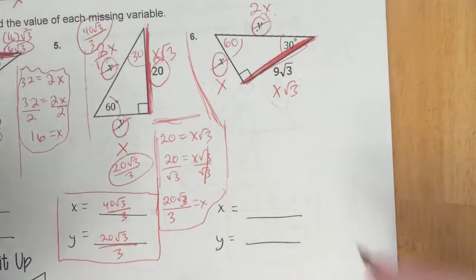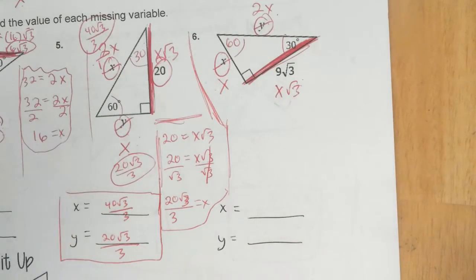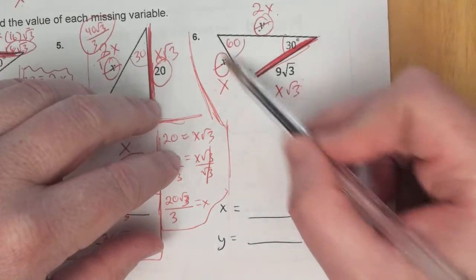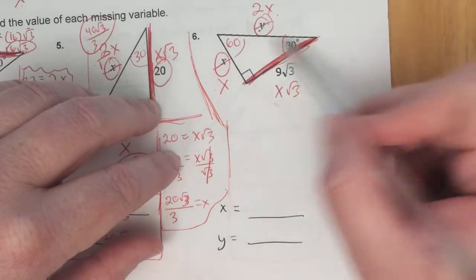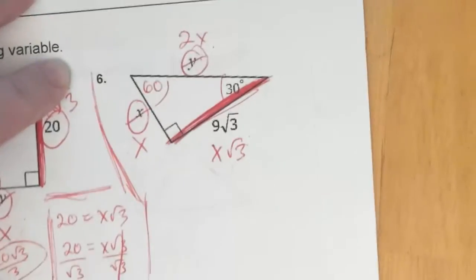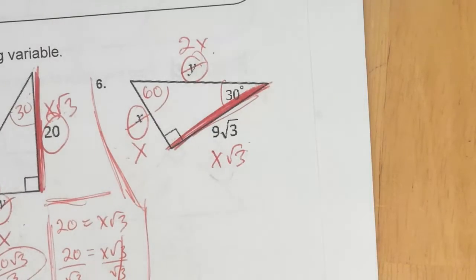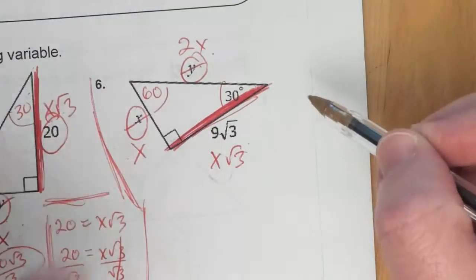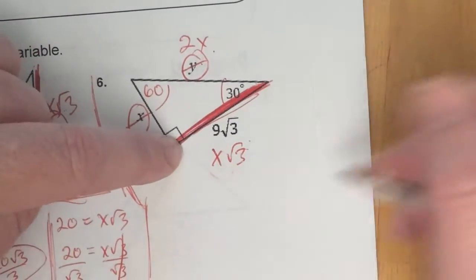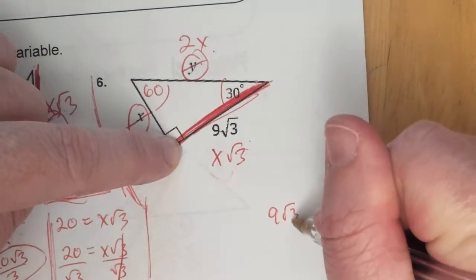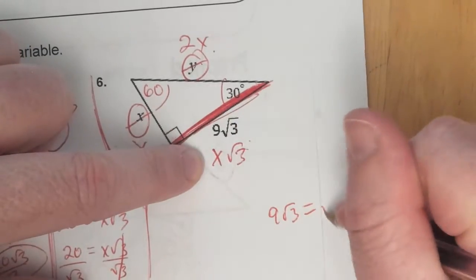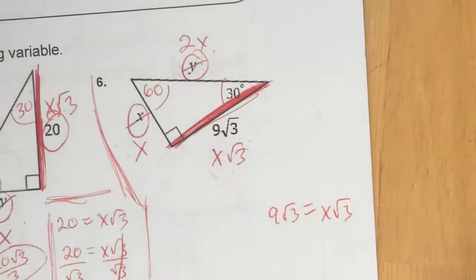Okay, step 1, ignore your variables. Step 2, label. We got the fold, which is x radical 3. The short side's x and the long side's 2x. Step number 3, solve for x. So set the side number equal to what you labeled as. The side number was 9 radical 3 equals, and what did you label it as? x radical 3. All right, let's solve.